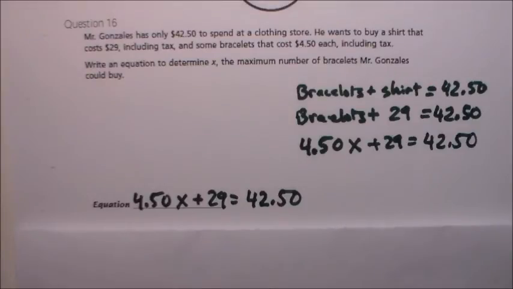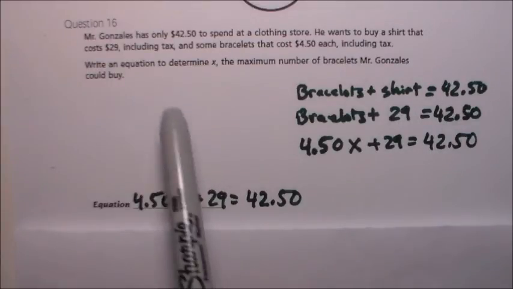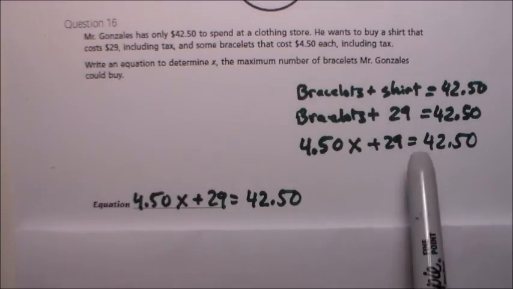He wants to buy a shirt that costs $29, including tax, and some bracelets that cost $4.50 each, including tax. Write an equation to determine X, the maximum number of bracelets Mr. Gonzalez could buy. So we have bracelets plus shirt equals $42.50. It says equation, by the way, so we're going to use an equal sign.